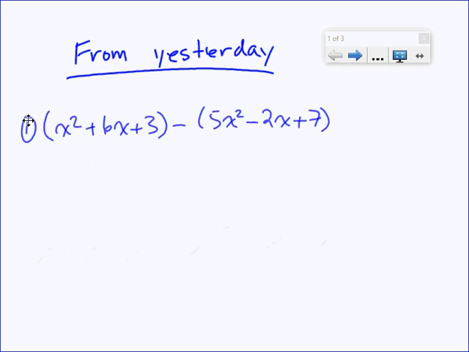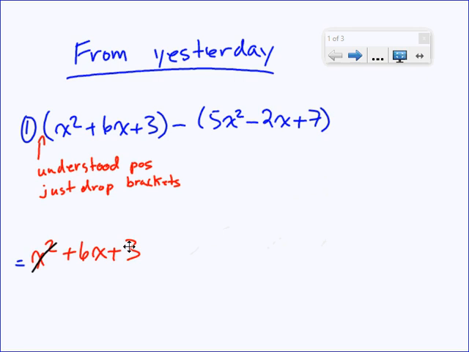So, for our example, we have in the first bracket x squared plus 6x minus 3, minus a second bracket of polynomials, 5x squared minus 2x plus 7. Now, this 1 just represents that it's the first equation. So what we're going to assume is that there's nothing in front. If there's nothing in front of this bracket, it's understood that there's a positive in front of it, and all we do is drop the brackets. So x squared plus 6x minus 3 turns into this equation, x squared plus 6x minus 3.